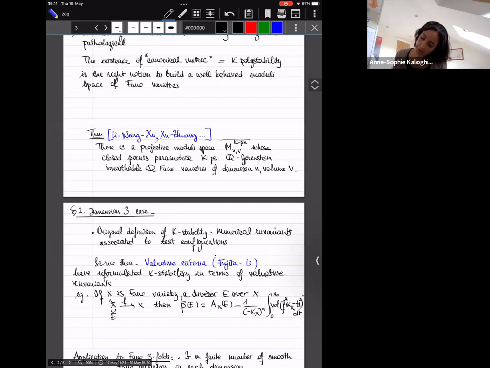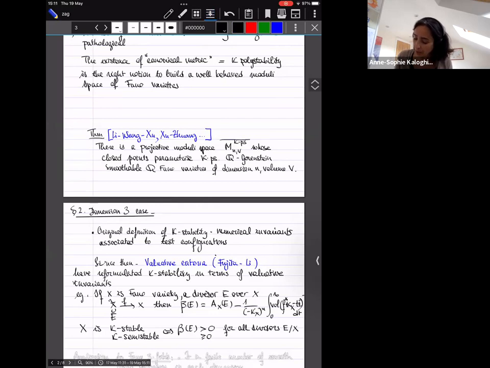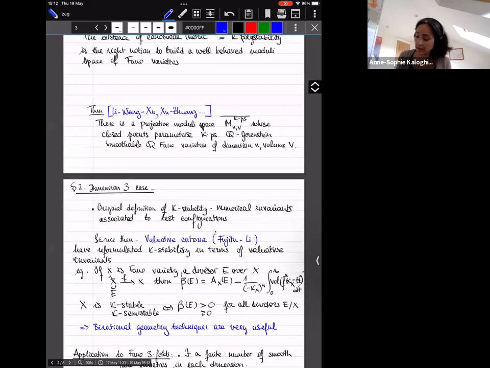So what Fujita and Li have shown is that X is K-stable, or K-semistable, if and only if the beta invariant of E is strictly positive, or greater or equal to 0, for all divisors over X. So what I was hoping to illustrate here is that birational geometry techniques are very useful in computing these invariants.